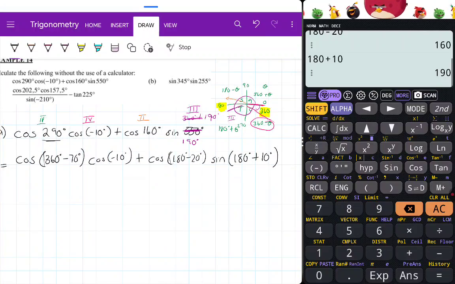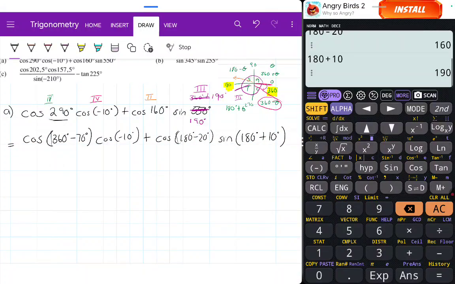Brilliant. So we've now managed to take our single identified angles. We figured out what quadrant they're in, and then we managed to split them into an addition or subtraction sum that has the reduction angles 180 or 360 attached to them. Beautiful. Now that we've done that, we can reduce and remove the angles that we have.